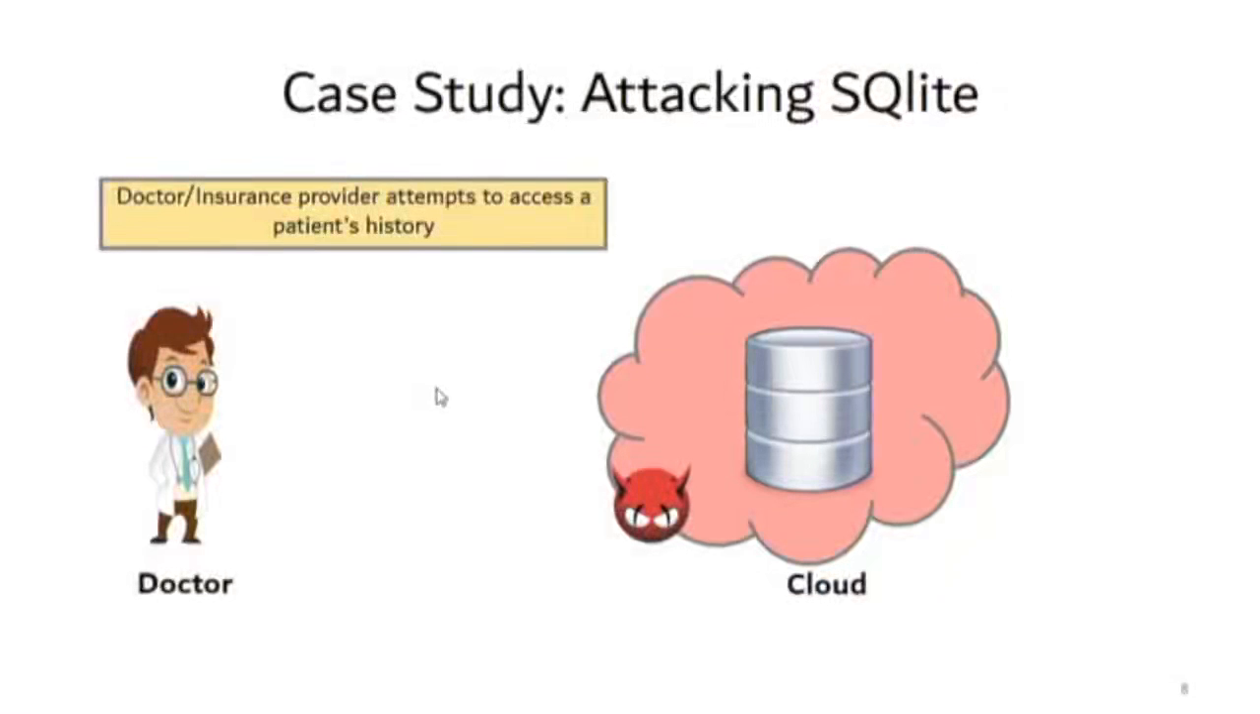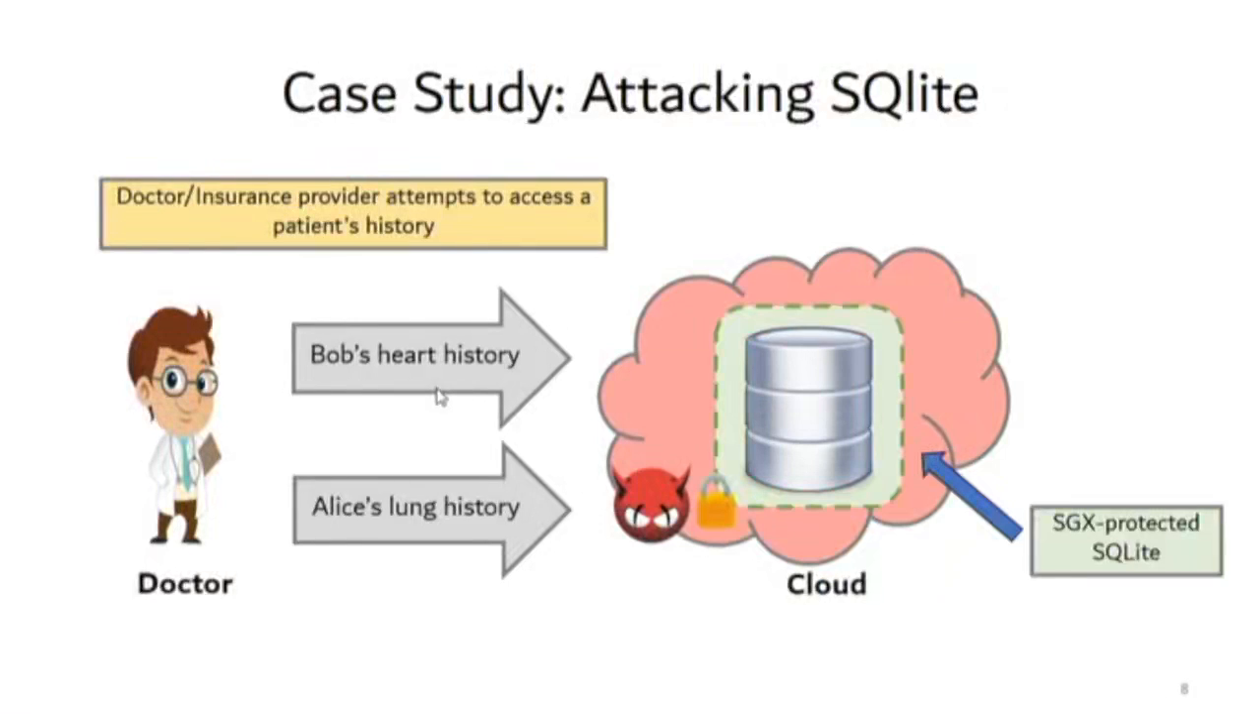So let's suppose that in this scenario, there is a doctor or an insurance provider who is trying to access a patient's history. Now, the patient's history is stored on a database in the cloud, but the cloud provider says that, okay, you can have an SGX protected database. There are actually cloud providers who are giving SGX enclaves to their clients. So in this scenario, the database is technically SGX protected, but the doctor is going to run a bunch of different queries and see what happens.